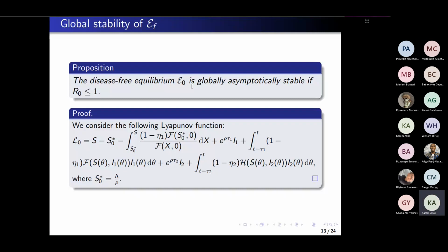So the epidemiologists need this basic reproduction number to be less than 1. So here, if R0 is less than 1, then the disease-free equilibrium is globally asymptotically stable. The idea of the proof is to take the following Lyapunov function, which has this form. Because here we have the time delay, this is why we take this form of integral to have both.